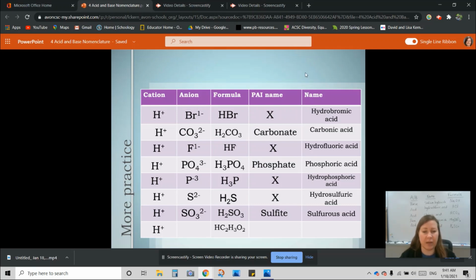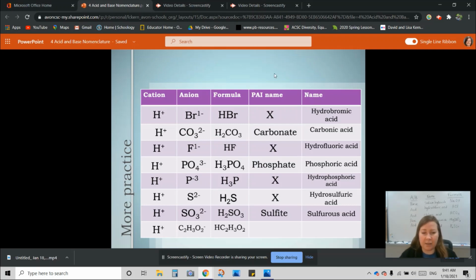Then on the last one, we have H plus, and then this big thing for our anion, C2H3O2 minus. Sometimes those letters are written a little bit differently. Sometimes it's CH3COO based on the structure of the formula. But that's okay. Either way you write it is okay as long as you've got the same number of each letter that you're supposed to have.